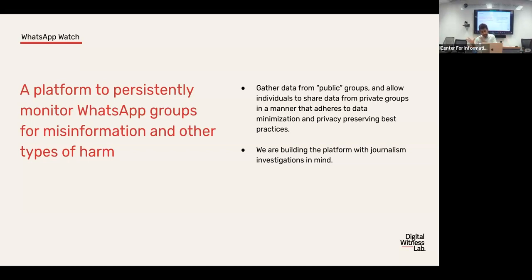So that's the data collection aspect of it. But really, we're building this platform with journalism investigations in mind. And I think the key difference, for me at least, between journalism investigations and academic research is you don't know what you're going to find. I think with a lot of academic research, maybe that's true too, but when I read the IRB process, it seems like you have to be really clear about what exactly the thing is that you're studying and how you're going about it.